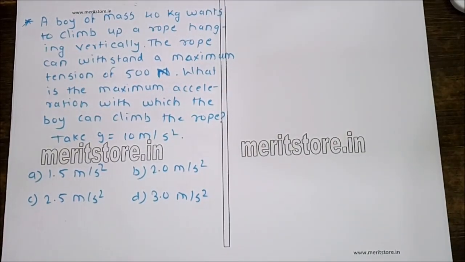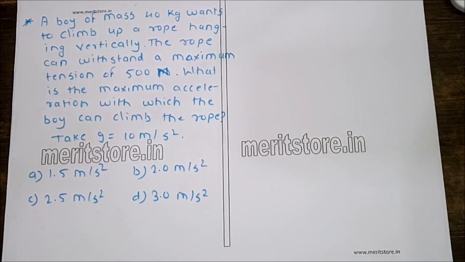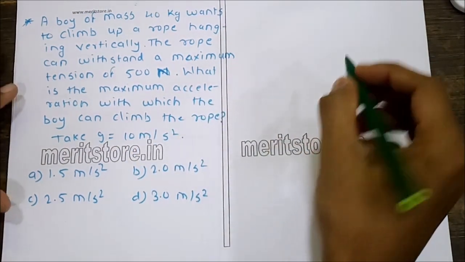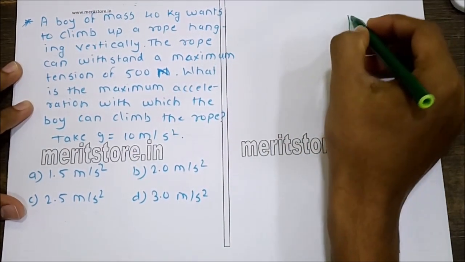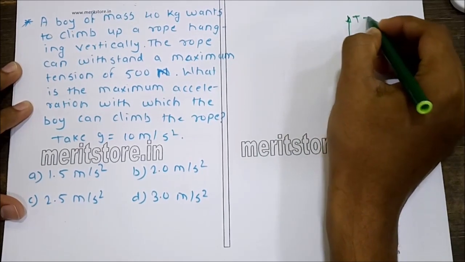A boy of mass 40 kg wants to climb up a rope hanging vertically. The rope can withstand a maximum tension of 500 newtons. What is the maximum acceleration with which the boy can climb the rope? The value of g is given as 10 meters per second square. The options are 1.5 meters per second square, 2 meters per second square, 2.5 meters per second square, and 3 meters per second square.